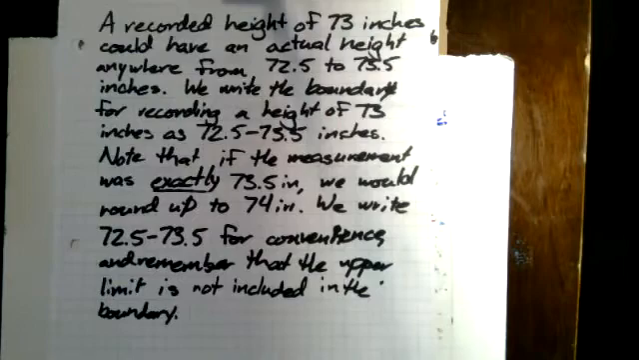A recorded height of 73 inches could have an actual height anywhere from 72.5 to 73.5 inches. We write the boundary for recording a height of 73 inches as 72.5 to 73.5 inches. Note that if the measurement was exactly 73.5 inches, we would round up to 74 inches. We write 72.5 to 73.5 for convenience, and remember that the upper limit is not included in the boundary.